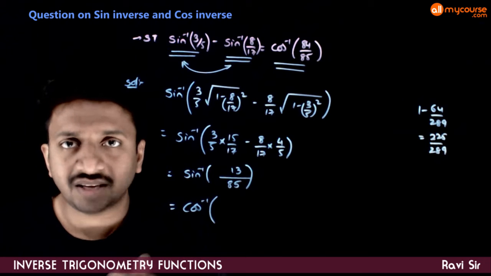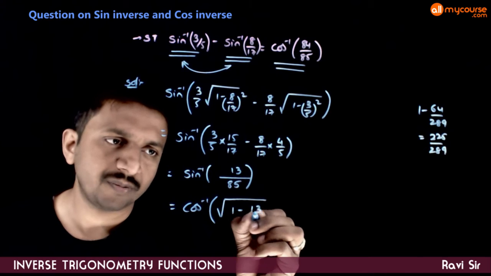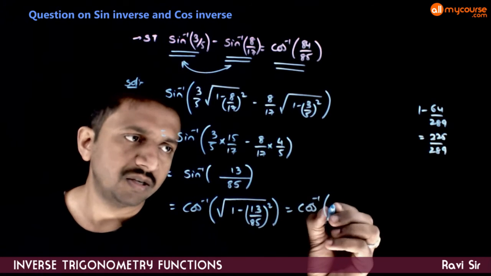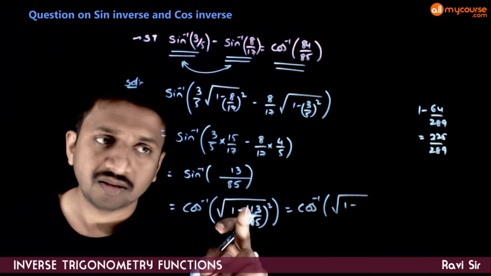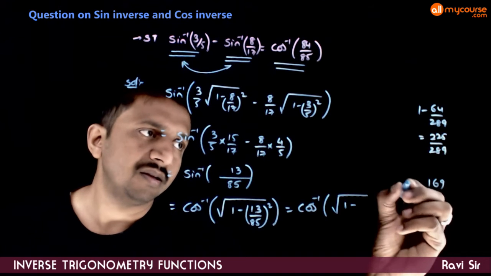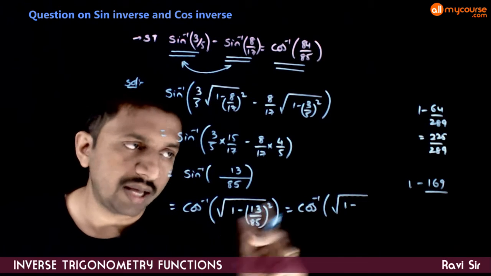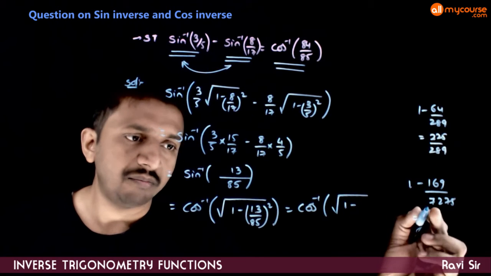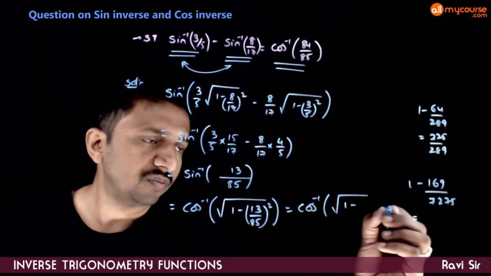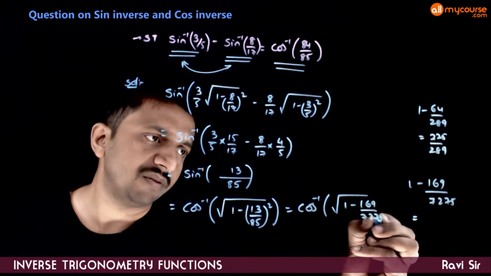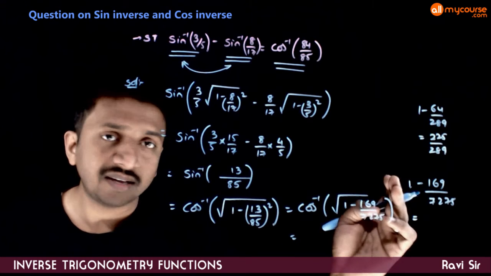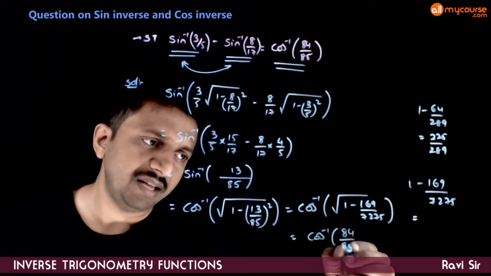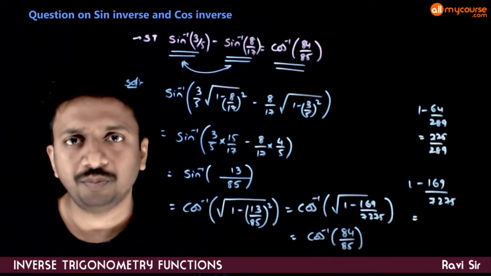We know that sine inverse of x is cos inverse of root of 1 minus x square. That is equal to cos inverse of root of 1 minus 13 square, which is 169, by 85 square, which is 7225. So 1 minus 169 by 7225. If you do the calculations, you get the numerator as 84 square, the denominator is 85 square. So cos inverse of 84 by 85. So this is what you're asked to prove.